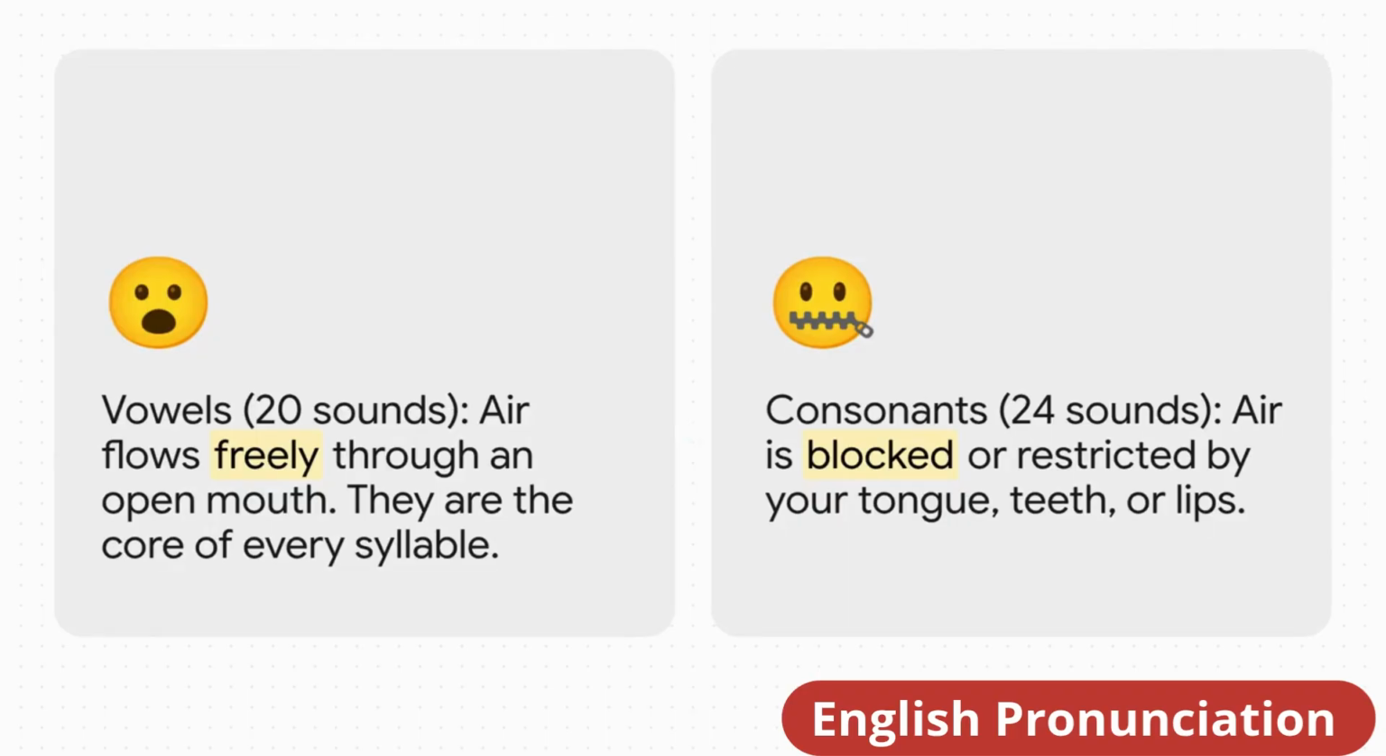And these 44 sounds, they basically fall into two big families. With vowels, your mouth is pretty open, and the air just flows right out. Easy enough. But with consonants, that's where you start using your tongue, your teeth, or your lips to block or mess with that airflow. And that simple difference is, well, everything.